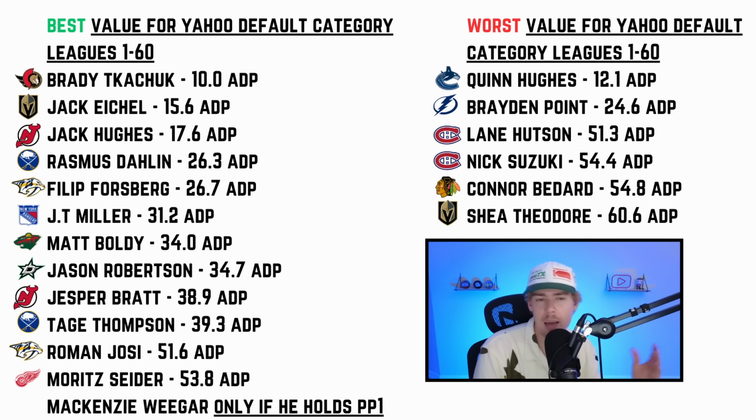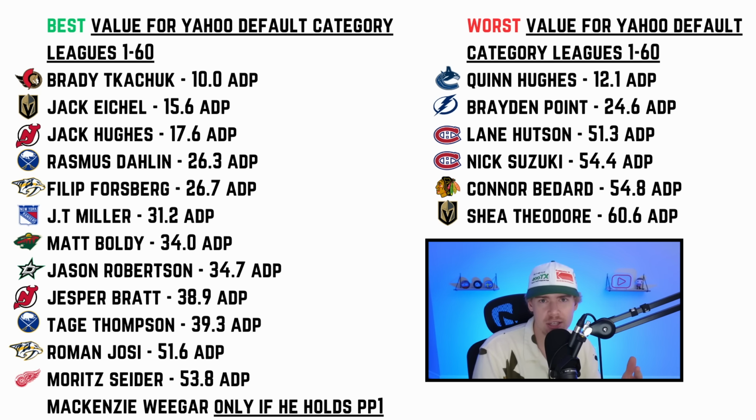Finding guys that can put up goals, assists, also are on power play 1, but also put up good shots, hits, and blocks. I feel like that's the best way to do it rather than just focusing on one category and getting some of those guys. If you can get all your players to fill every cat, then I feel like that gives you the best chance possible. With that being said, in terms of the best value here, Brady Tkachuk, Jack Eichel, Jack Hughes.